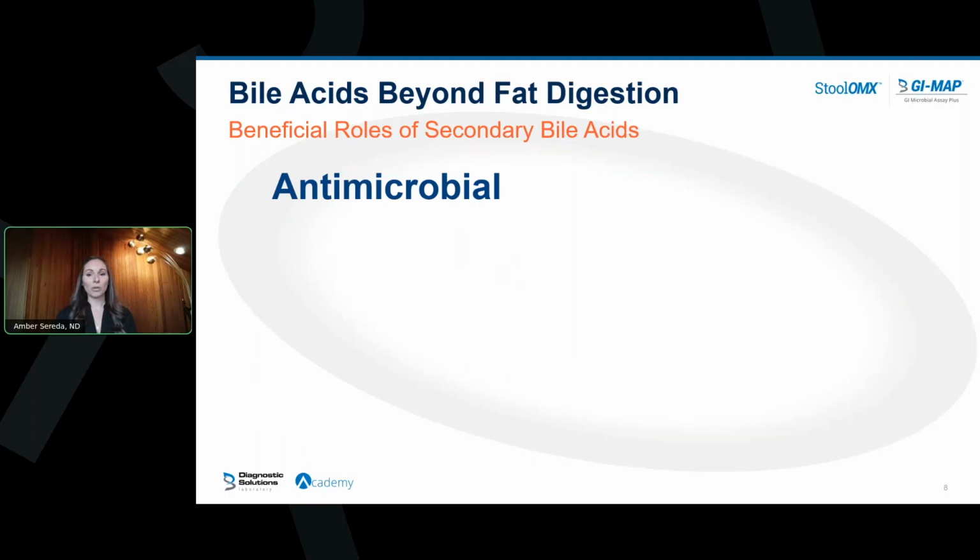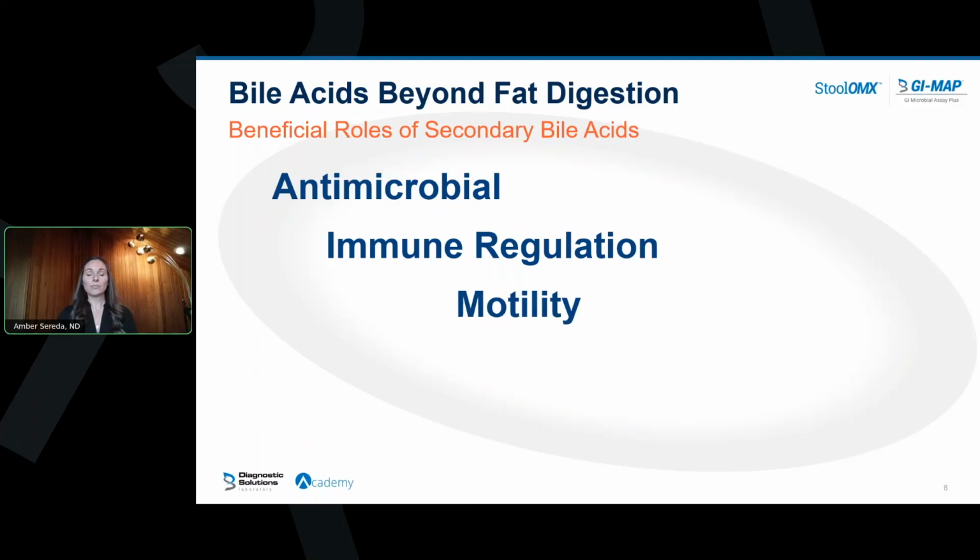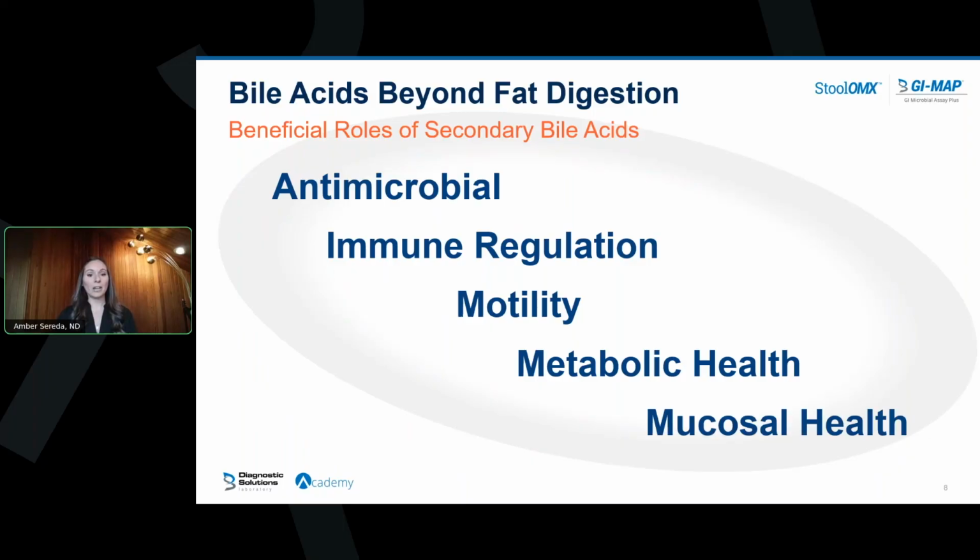They have antimicrobial properties to help modulate the microbiome. They act in immune regulation, specifically on regulating the Treg cells, which is going to have a big influence on the balance between inflammatory and anti-inflammatory immune responses in the gut. It has big impacts on motility, metabolic health, and mucosal health. So again, really far-reaching effects of our secondary bile acids.